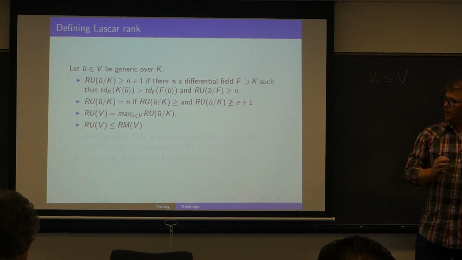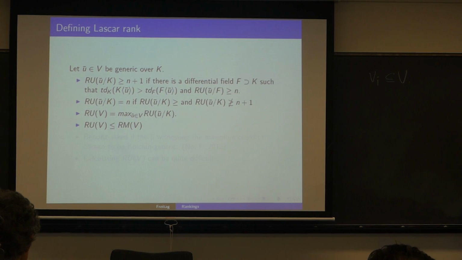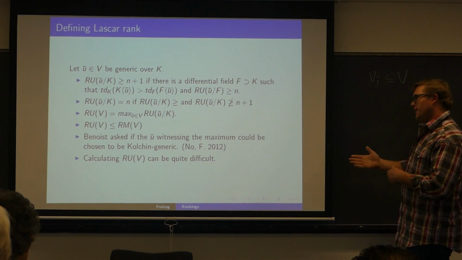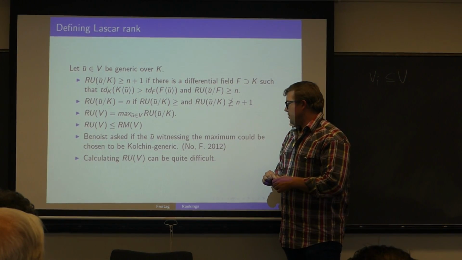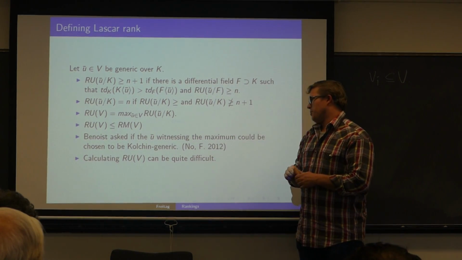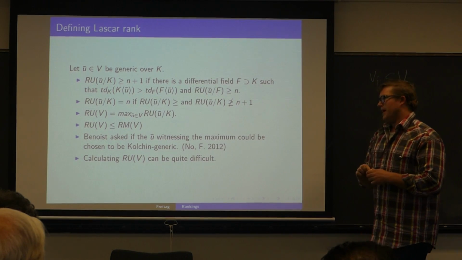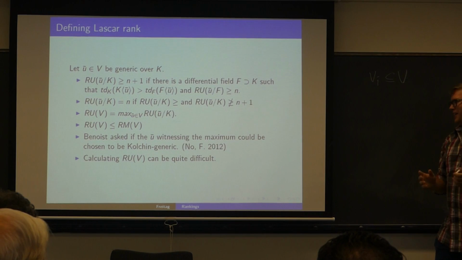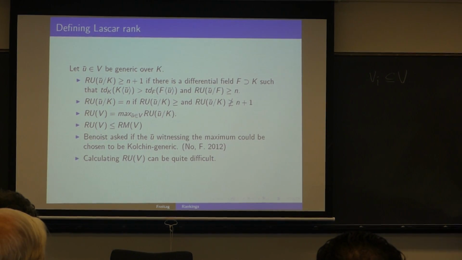Okay, so you could try to set this notion up with just uniform families of subvarieties, but I think it'd be a little messier to say. Yeah, okay, and so this is related to Anand's question. Frank Benoit at some point asked whether the U bar which witnesses that maximum there could always be chosen to be Kolchin generic. The answer is unfortunately no. And again, I would say that this is generally a true statement. It should be quite difficult if you're given a nonlinear differential equation in general to calculate U rank.